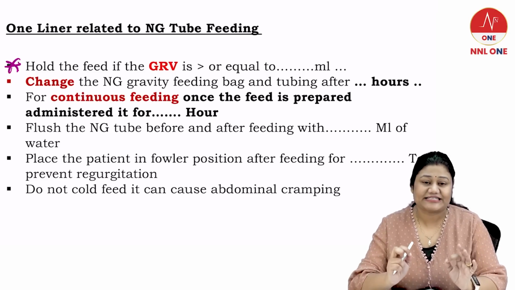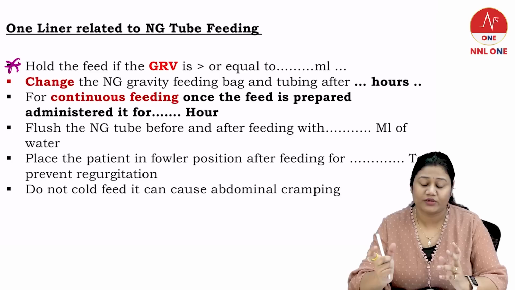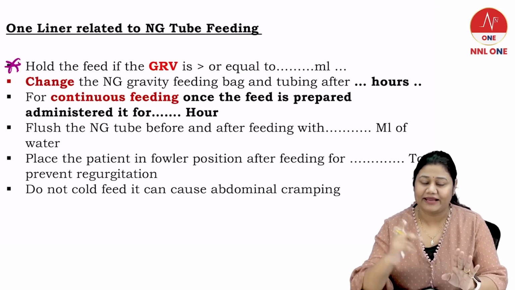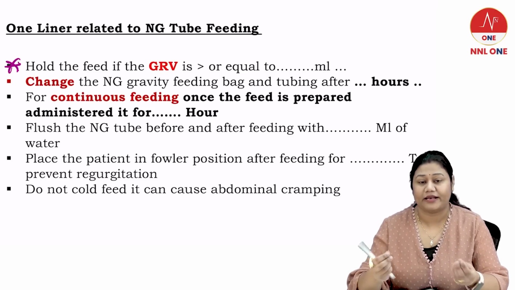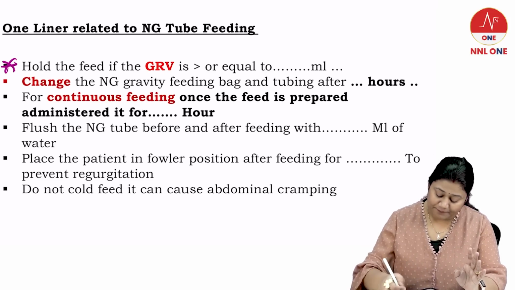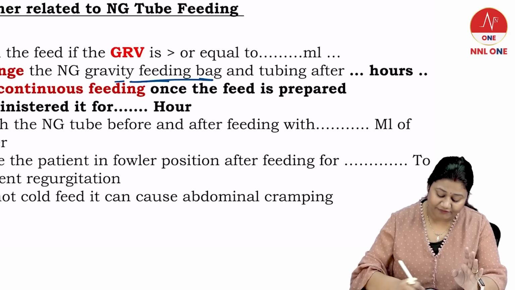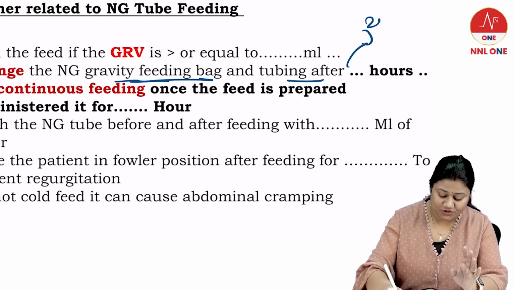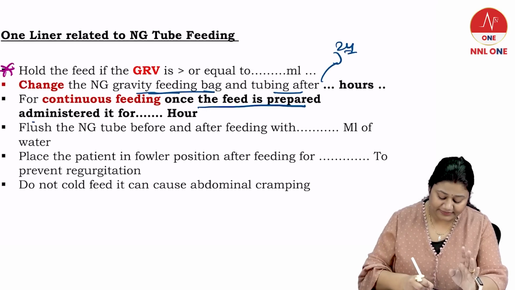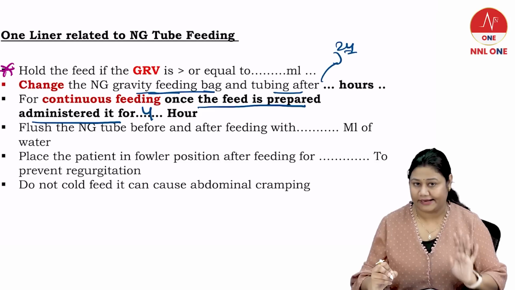If the gastric residual volume is more than or equal to 100 ml, then do not give the feed, hold it and inform the doctor. This will be your priority nursing intervention. Now change the NG tube feeding bag and tubing. The NG tube gravity feeding bag, as we have already discussed, is changed 24 hourly. For continuous feeding, once the feed is prepared, we administer it for 4 hours at a time.